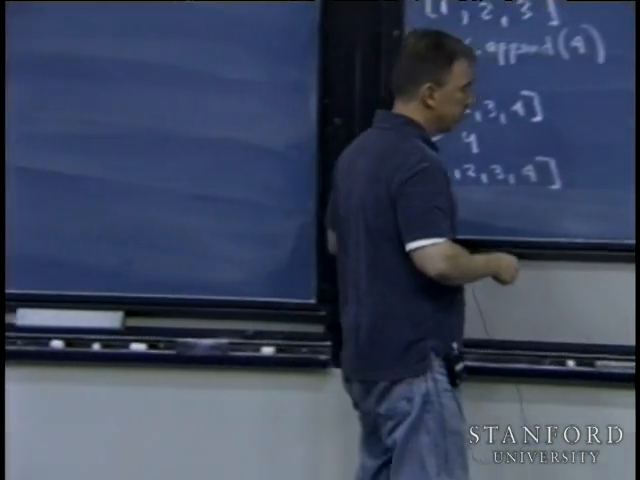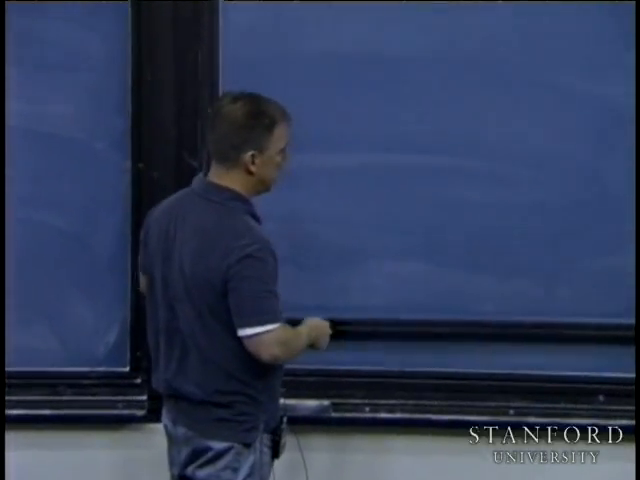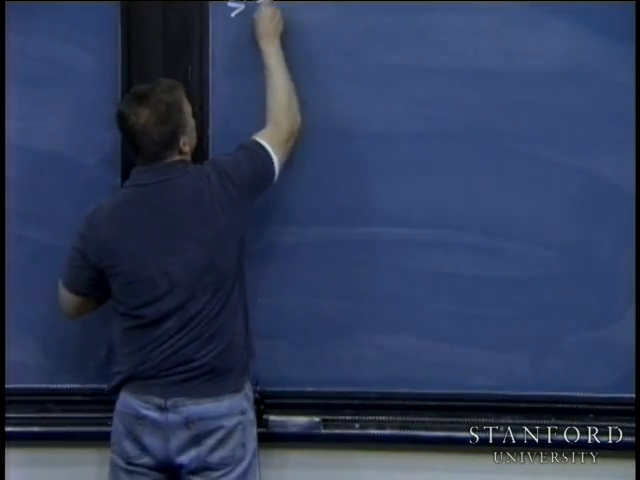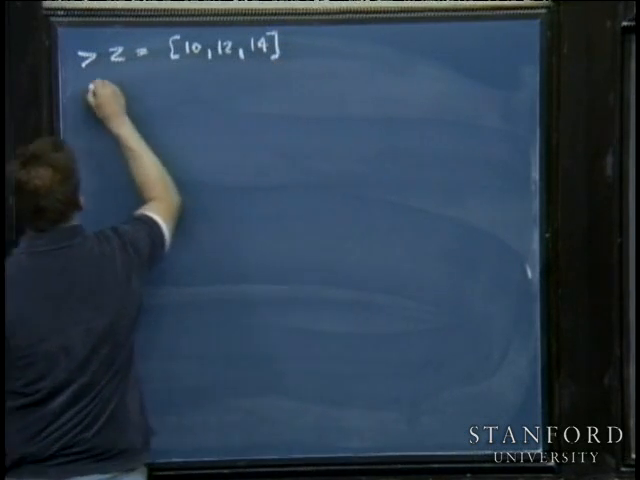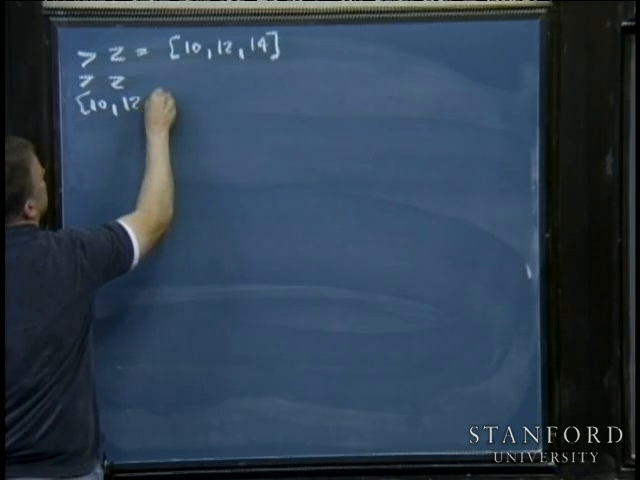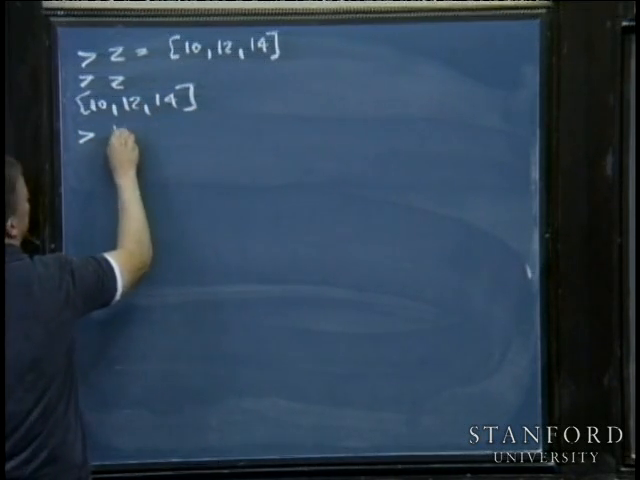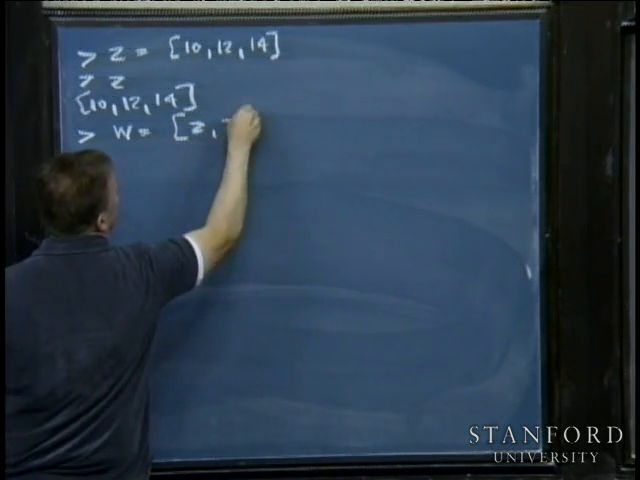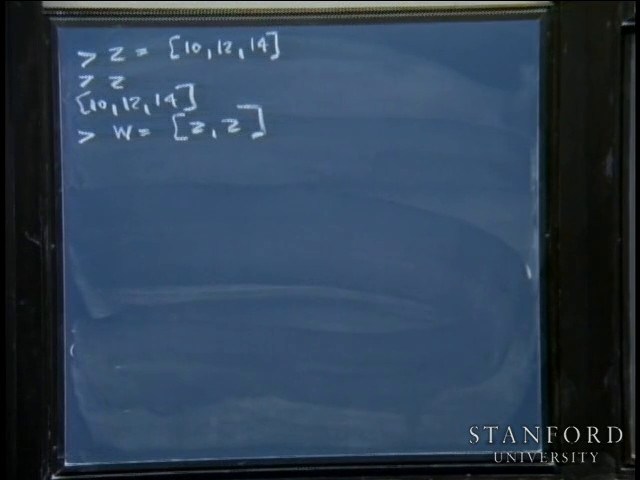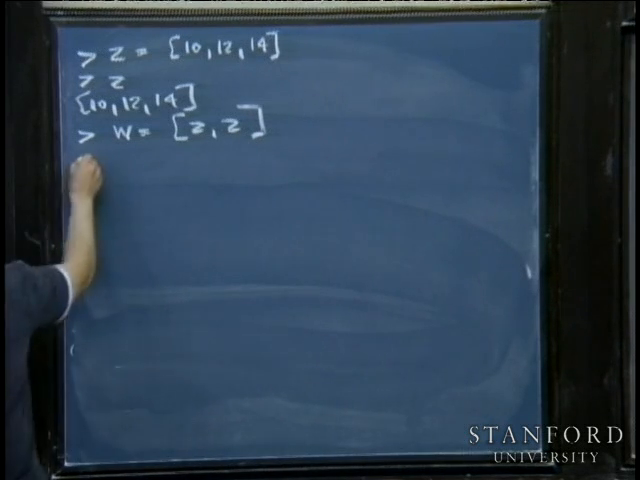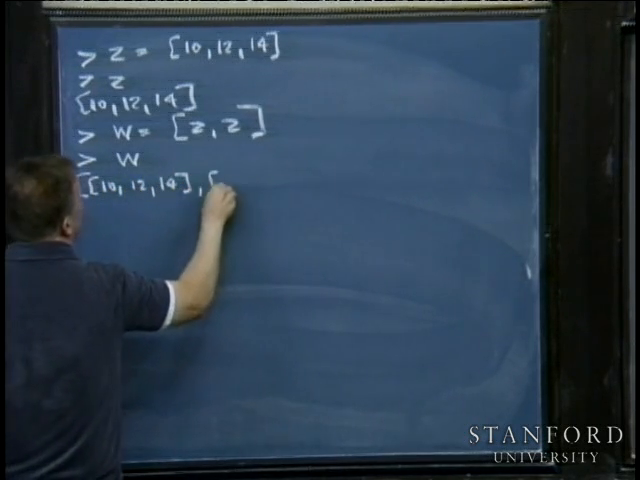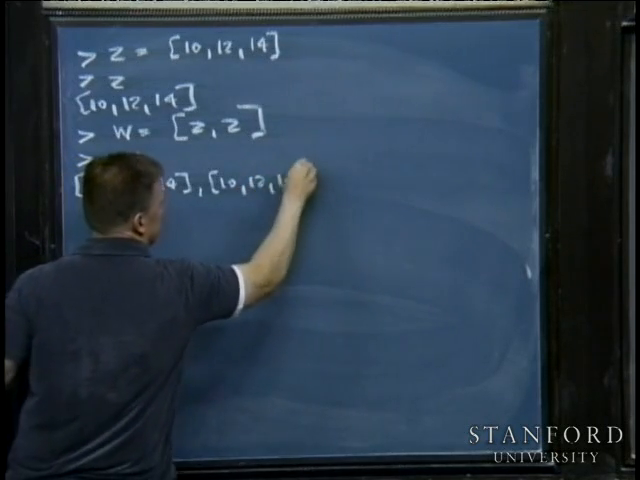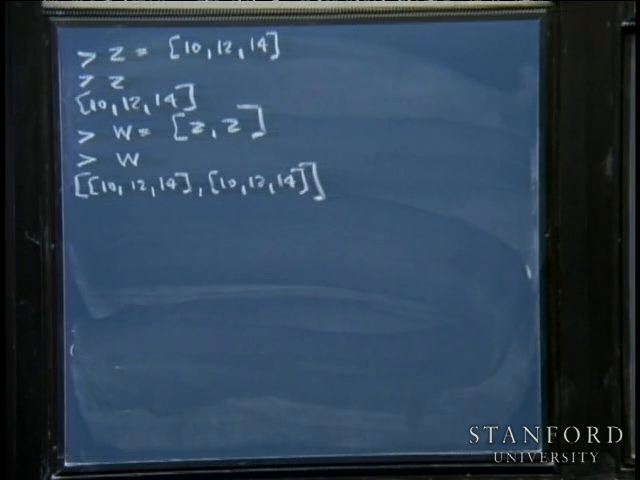Let me give you some more sophisticated examples. If I set Z equal to the list, let's say 10, 12, 14, and I print Z, it's of course going to be this. But then I do this, I'll do W is equal to, and I'll construct a list that way. Z evaluates to the list 10, 12, 14. So when I go ahead and print out W, not surprisingly, I get this. I bet everyone believes that.